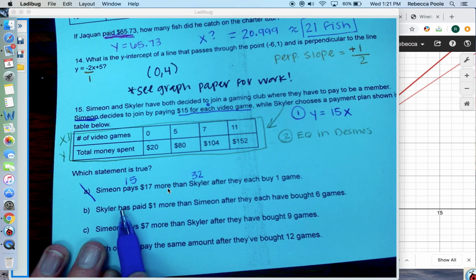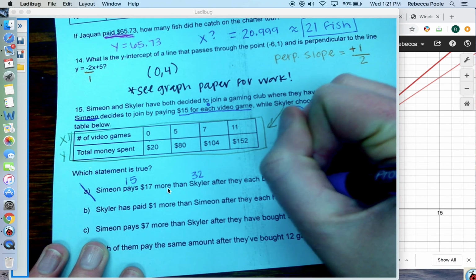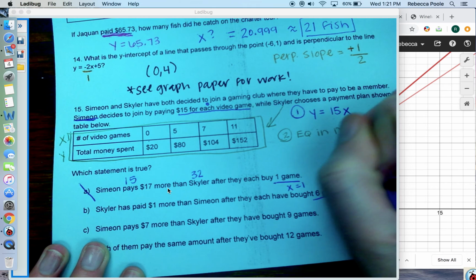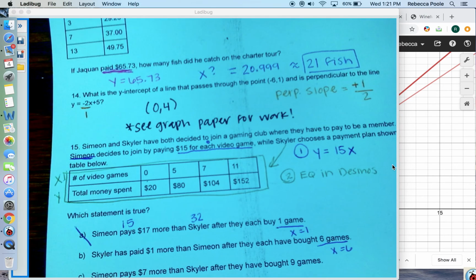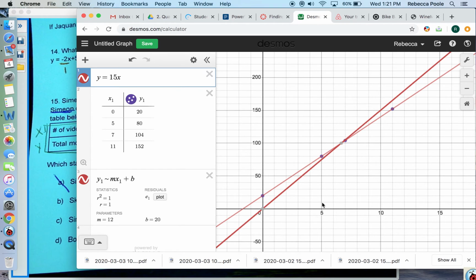Alright, so now let's look at B. Skylar has paid $1 more than Simeon after they bought 6 games. So this was x equals 1. This one is x equals 6. So let's go look at our graph where the x value is 6. So that would be right here. So remember the highlighted one is Simeon. So Simeon pays $90 here.